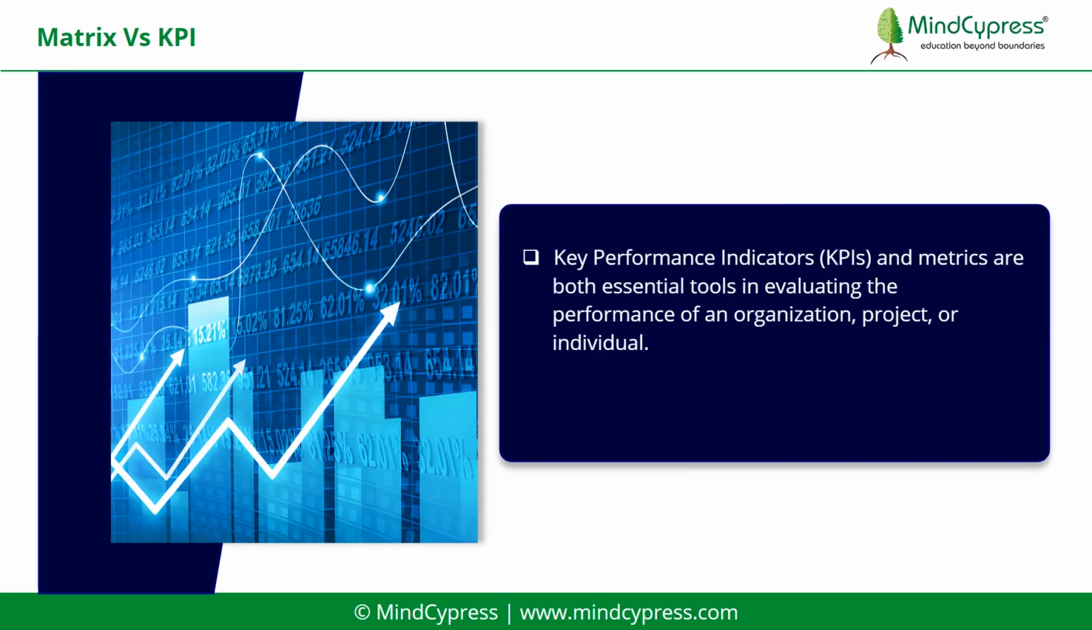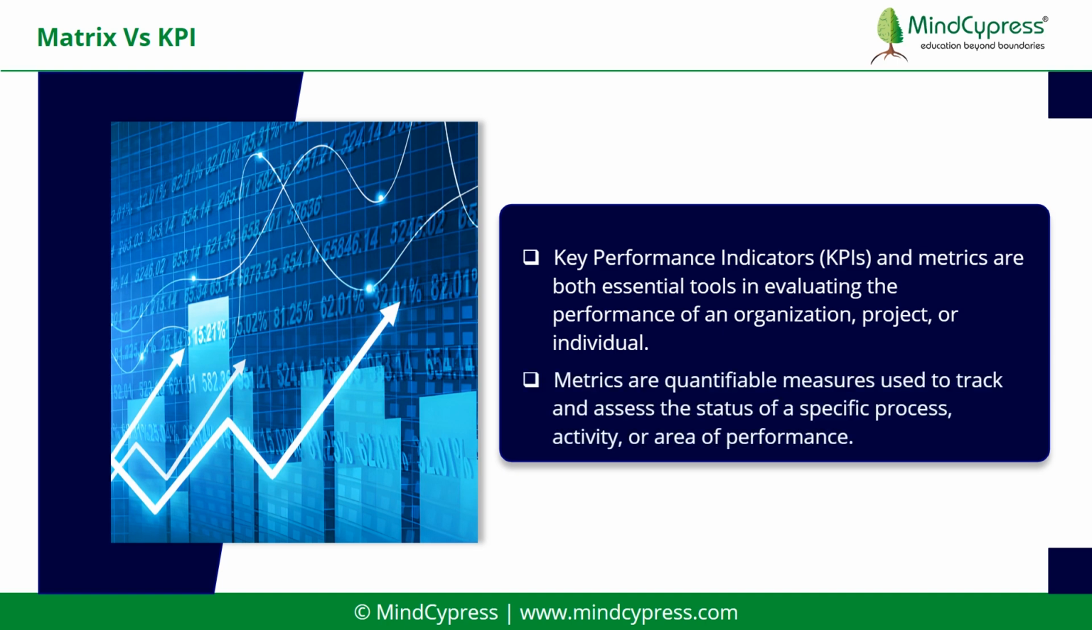Key performance indicators, KPIs, and metrics are both essential tools in evaluating the performance of an organization, project, or individual. While they are often used interchangeably, there are nuanced differences between them. KPIs are specific and measurable values that demonstrate how effectively an organization is achieving its key business objectives. They are directly linked to strategic goals and indicate the progress towards those goals. Metrics are quantifiable measures used to track and assess the status of a specific process, activity, or area of performance. They provide data points that can be analyzed to gain insights into performance but may not always be directly tied to strategic objectives.